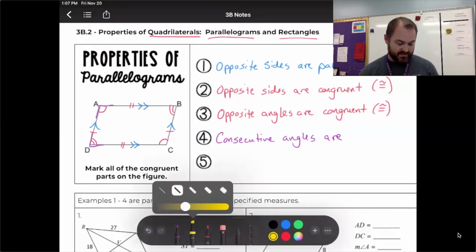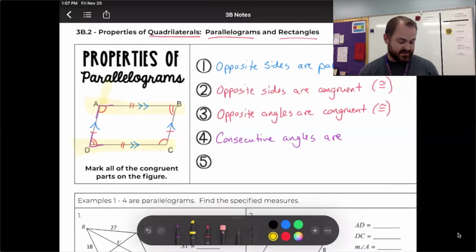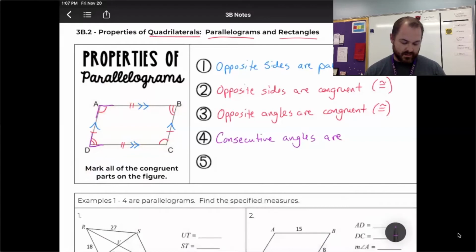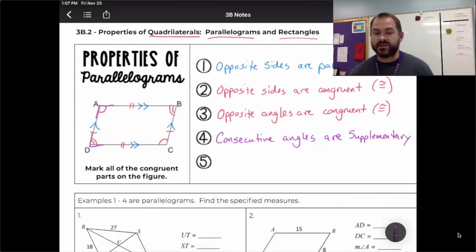If I look at these as parallel lines, I have parallel lines here, cut by this transversal, which makes angles A and D consecutive interior angles, which you might remember are supplementary. And so consecutive angles of a parallelogram, because those opposite sides are parallel, are supplementary, meaning they add up to 180 degrees. So angle A plus angle D equals 180 degrees.